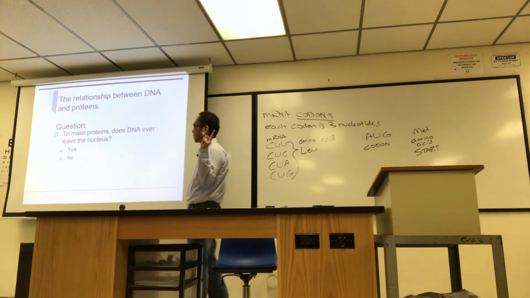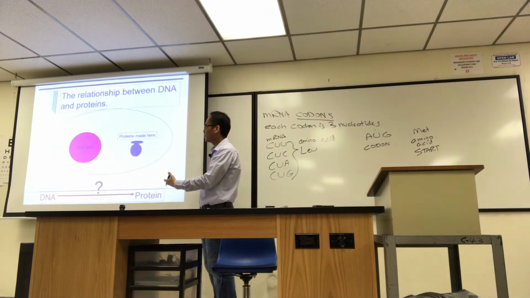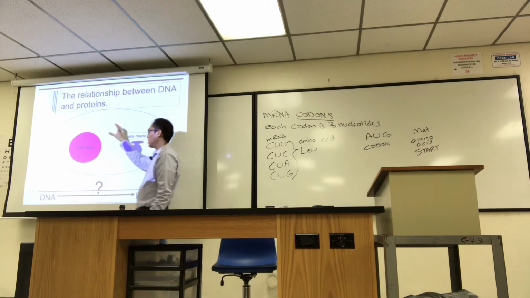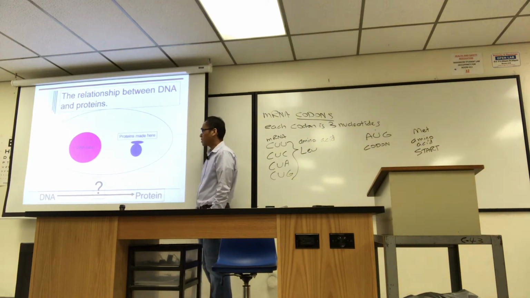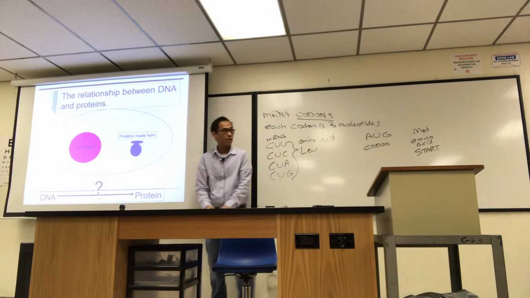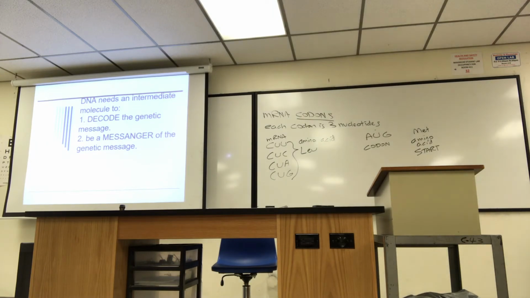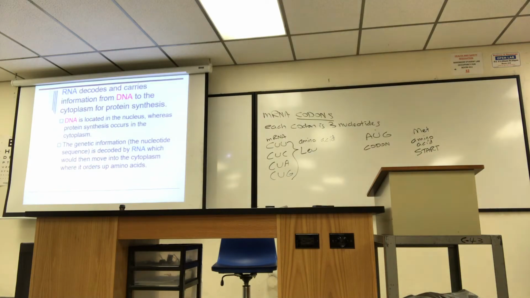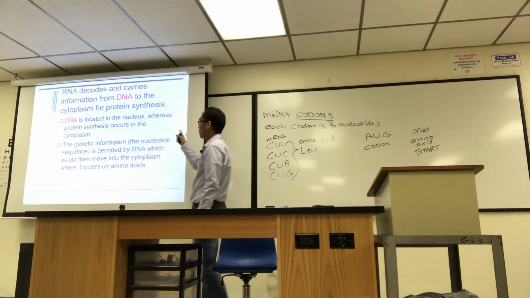The other thing I did mention, I want to make it clear now, does DNA ever leave the nucleus? When you make proteins, the answer is no. The answer is no. Okay, so where I'm going with this is if proteins are made here in the cytoplasm, the DNA is here and it never leaves there. You need some go-between molecule to make your protein in the cytoplasm, and that is, as I've been saying, the job of the RNA. Now the RNA is needed because DNA needs an intermediate molecule to decode the genetic message, and it needs to be a messenger of the genetic message. That's going to be our RNA, and that's what RNA does. It decodes and carries information to the cytoplasm for protein synthesis.